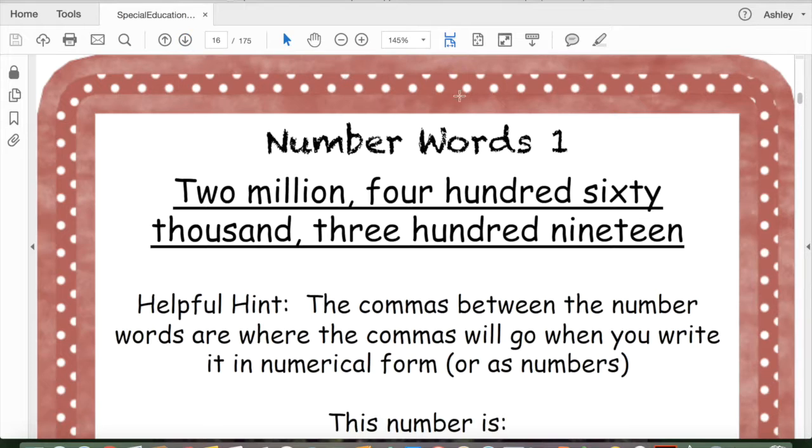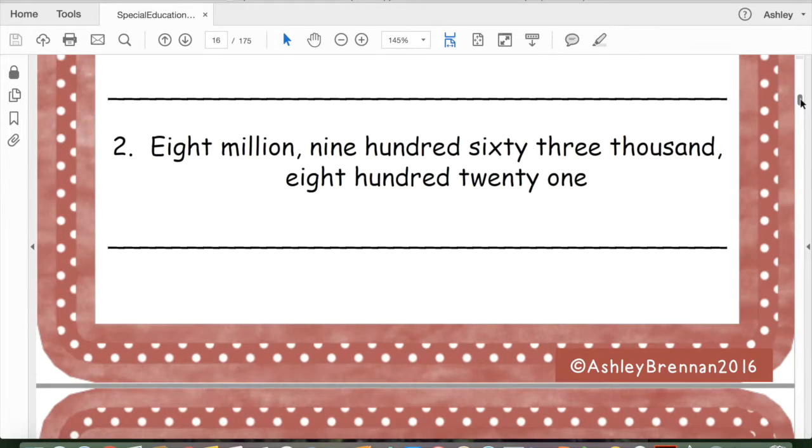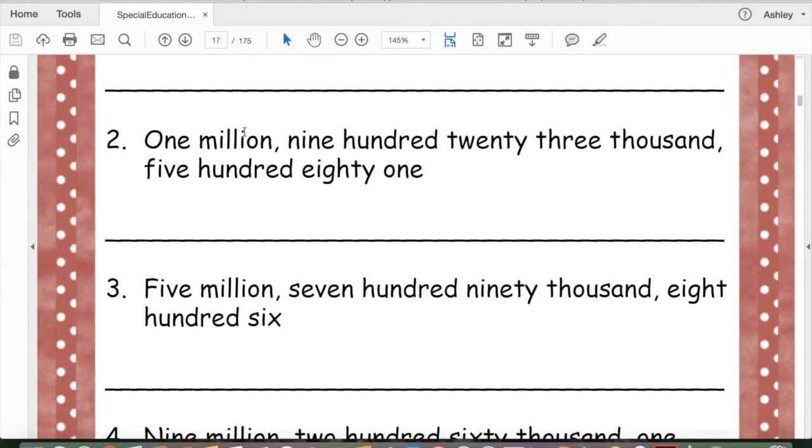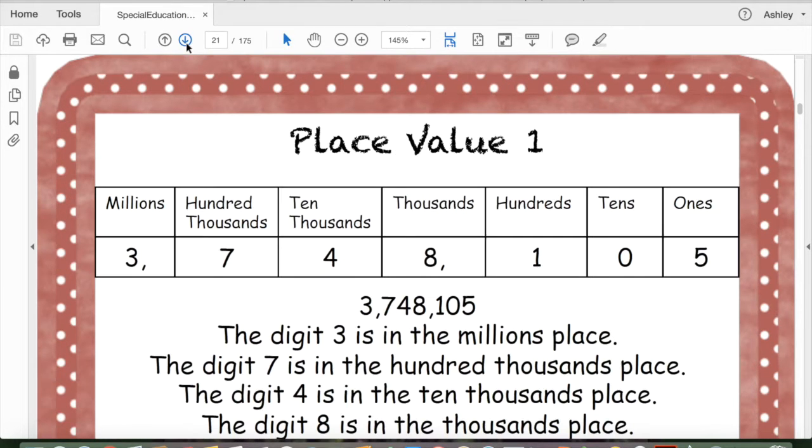Now we have number words, and I like to give these helpful hints for when you're reinforcing the skills with your individual students. Just something to help you teach it to them, to help them learn it, something that they can remember. And then practice, lots of practice. We have number words, 5 sheets.